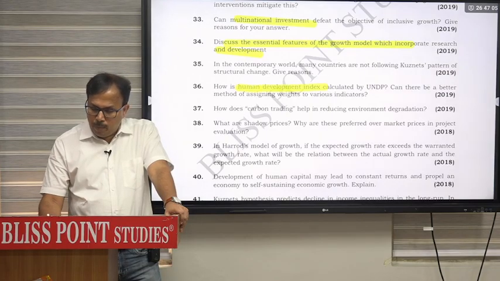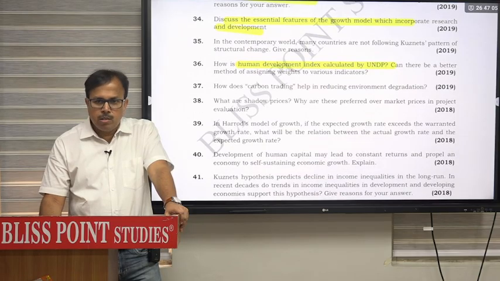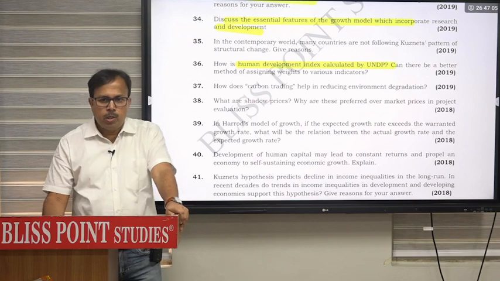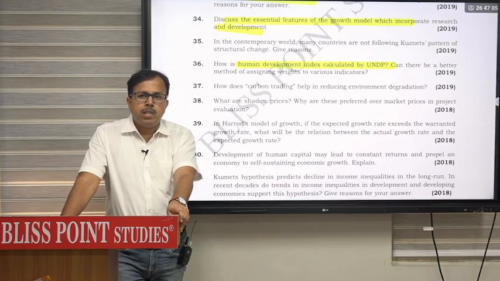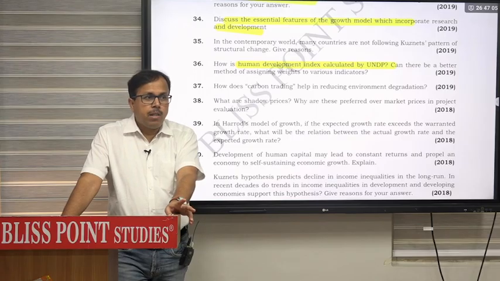How is the human development index calculated by UNDP? Can there be a better method of assigning weights? One question in the paper last year, 2025, asks how the concept of human development has evolved since 1990. It is a complete 15 marks question. So since 1990 we have the concept of HDI.